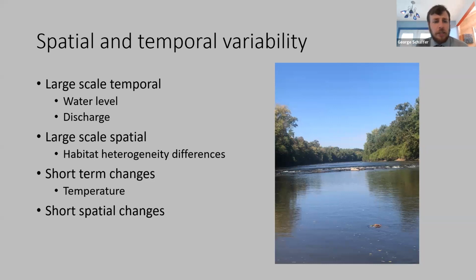Short-term changes might be temperature. These changes would occur probably within a day. What we would see is in the late afternoon, water temperatures might be a little bit higher than first thing in the morning. Short-term spatial changes, an example of this would be water velocity, where the main thalweg may have a certain water velocity, whereas a very close or adjacent habitat type like a channel border might have a different water velocity persisting within that habitat type.